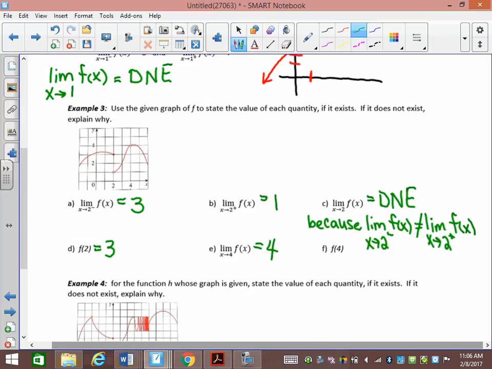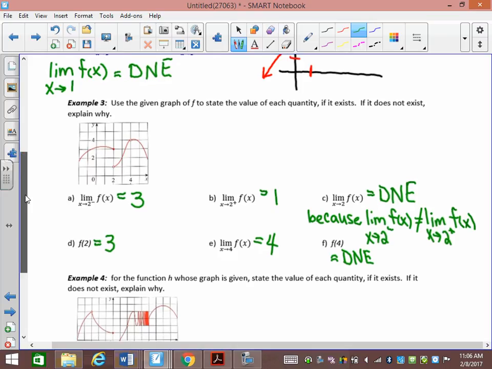Now put your hand up if you can tell me what f of 4 is. Yeah, it does not exist. Because why? Why does it not exist? Right, so there's no y value that correlates with the x value.